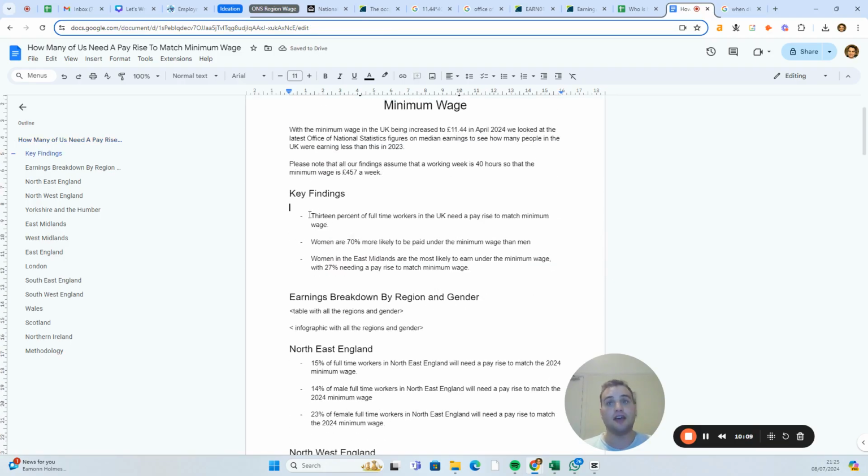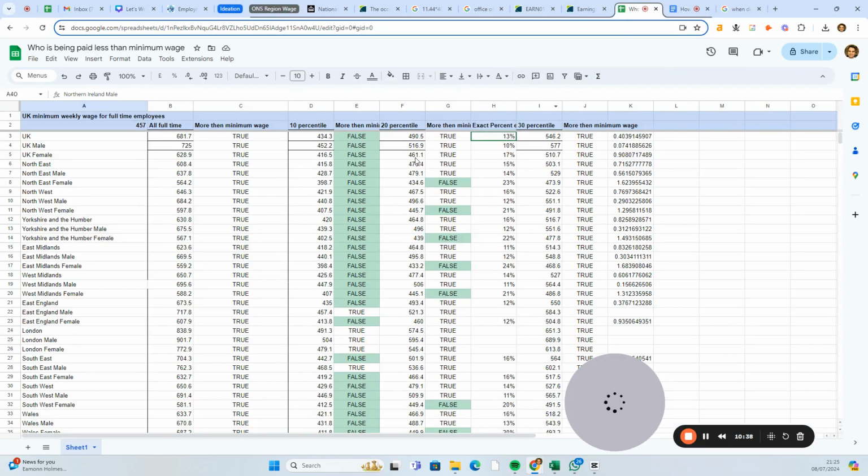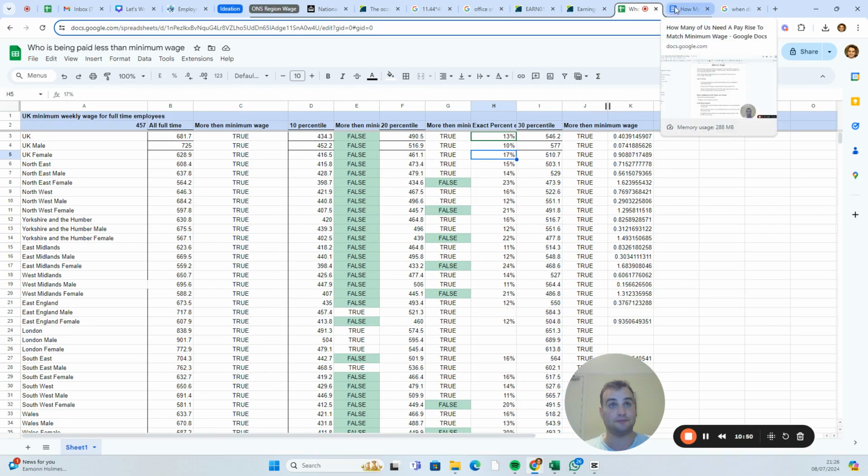Key findings: 13% of full-time workers in the UK needed a pay rise to match minimum wage in April 2024. Women are 70% more likely to be paid under the minimum wage than men. And that was based on the fact that 10% of men needed a pay rise and 17% of women needed a pay rise. So that's a 70% difference between men and women.